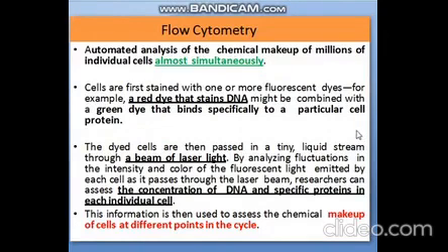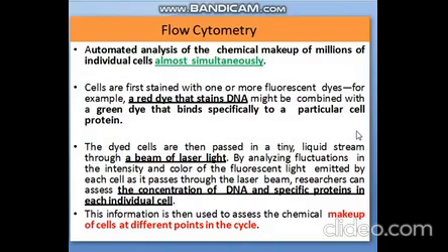Flow cytometry. Flow means to move, cyto means cell, metry means to measure. So the meaning of flow cytometry is within these words. This is a technique used to measure cells when they are moving from one direction to another. This automated analysis is capable of analyzing millions of individual cells simultaneously.